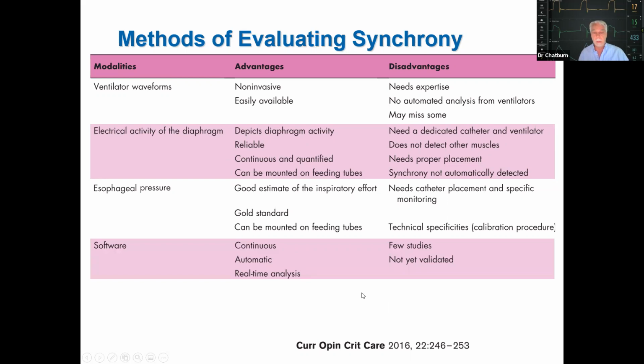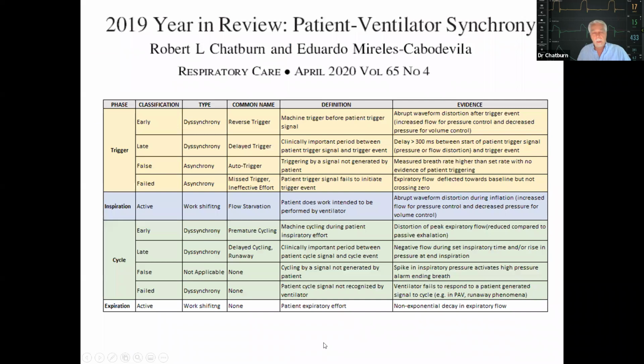And finally, as I mentioned, software is being developed. It's continuous, it's automatic, it's real time, and there's more and more artificial intelligence being built into it. There are not that many studies yet, but if you go back to that paper that I mentioned earlier, my review of the 2019 papers on synchrony, I've cataloged all of these software products that were available at that time. It's very interesting reading, and it gives you a good idea of where we're going. Again, this is the paper I mentioned. There's a table in there that I'm not going to go over.